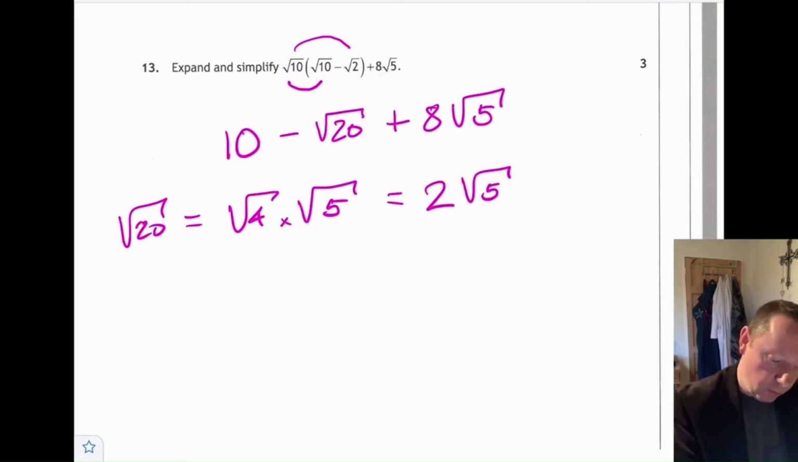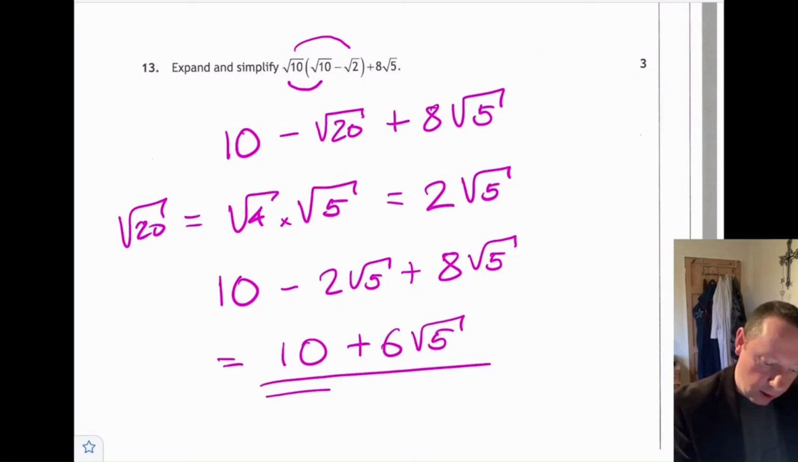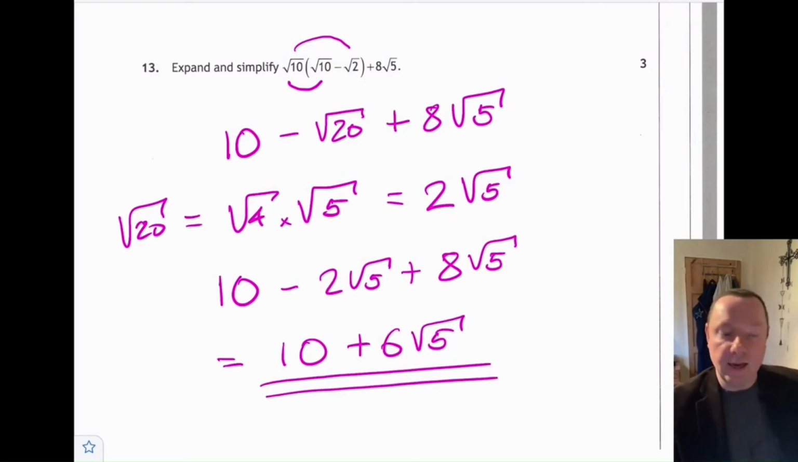So I can rewrite my problem as 10 minus 2 root 5 plus 8 root 5, which equals 10. 8 minus 2 is 6, so plus 6 root 5. And we're done. Can't add the 10 and the 6 root 5 because they're different from each other. One's a whole number, one's got a root in it.